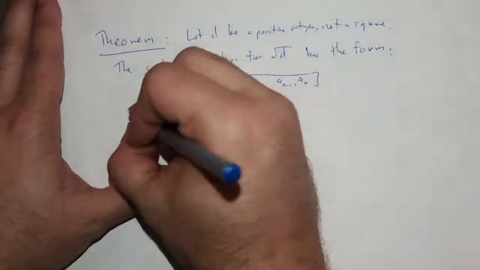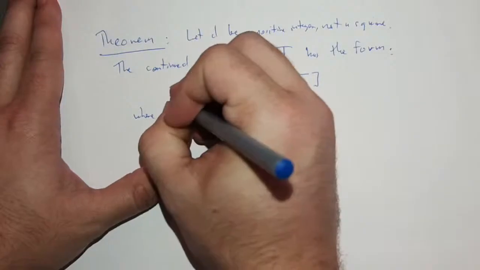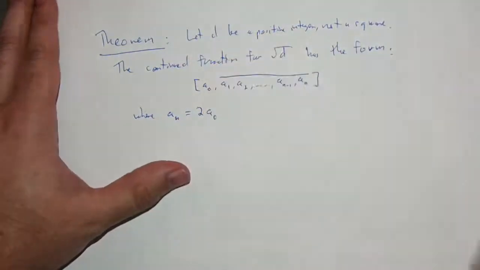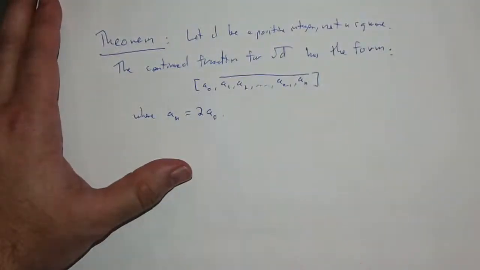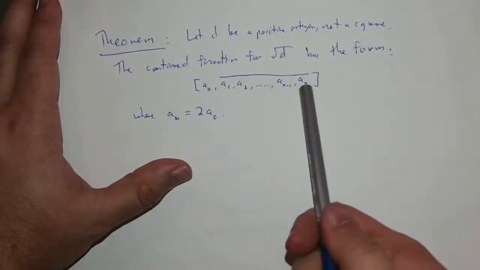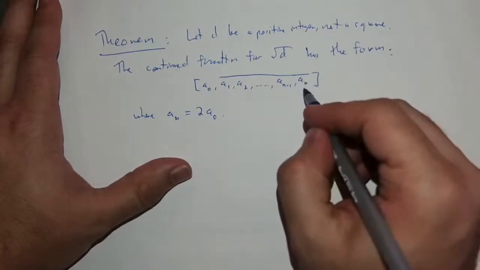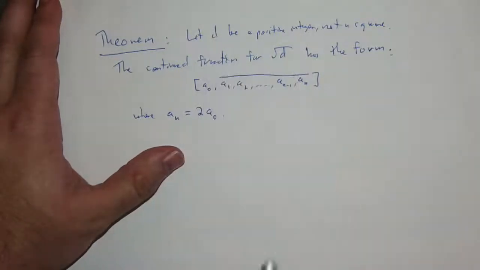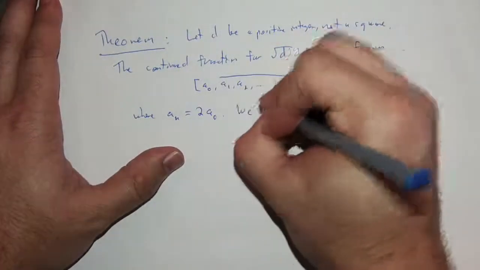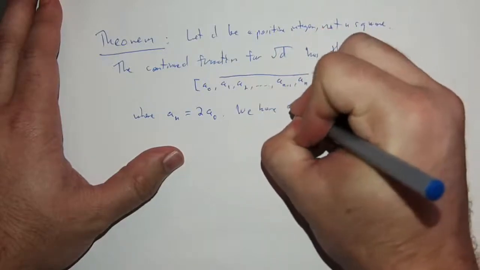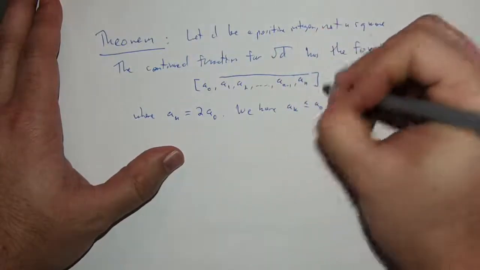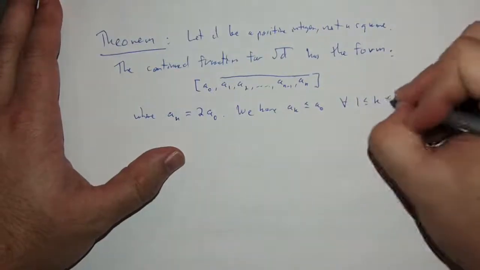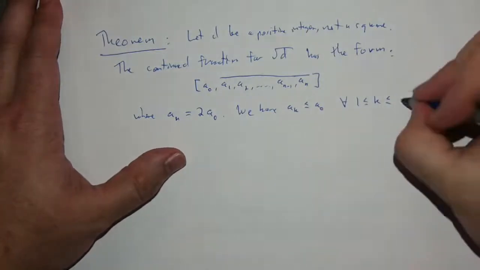Where a sub n is equal to 2 times a naught. Notice our a naught for our previous example was 4, and the last number showing up in this periodic part was 8. This is always true for square root of d, where d is a positive integer that is not a square. We have a sub k is less than or equal to a naught for all k between 1 and n minus 1.